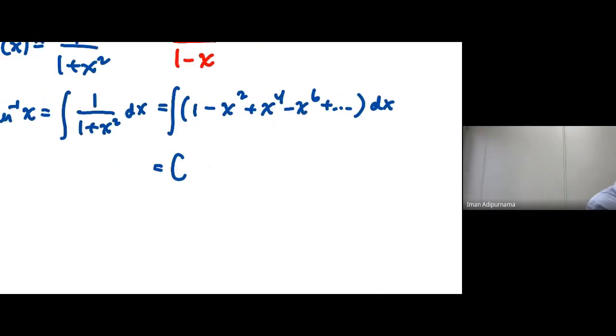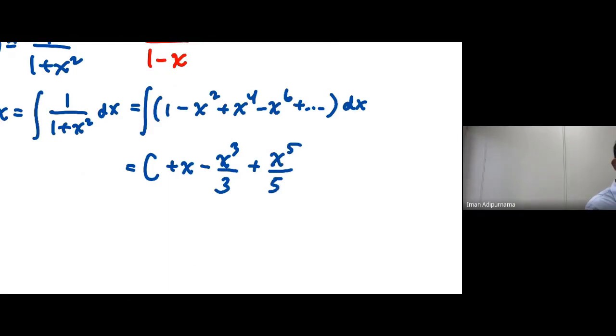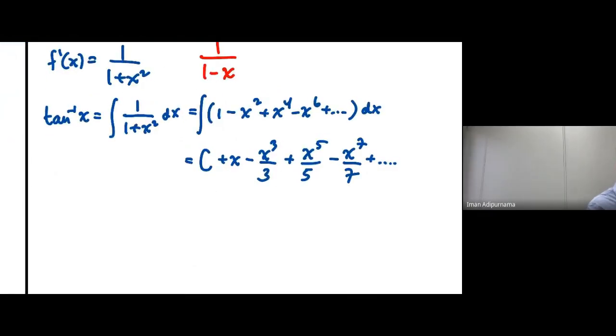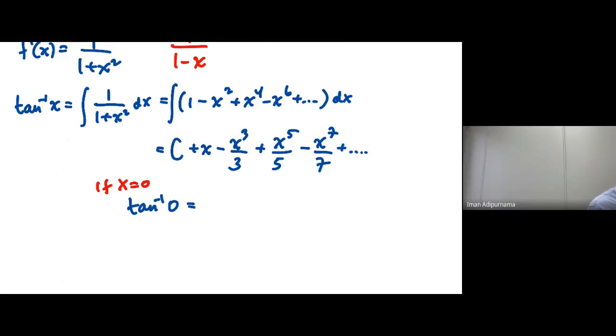So let me put C at the front, and then plus x minus x³ plus x^5 and minus x^7. So all the terms that were even now become odd, right? This is actually also interesting, and we will have one section discussing this odd-even relation with differentiating and integrating. And plus dot dot dot. So to find C, we can put x equals 0. So if x is 0, then tangent inverse 0, all the terms become 0, right? So this will equal C, so C is 0.